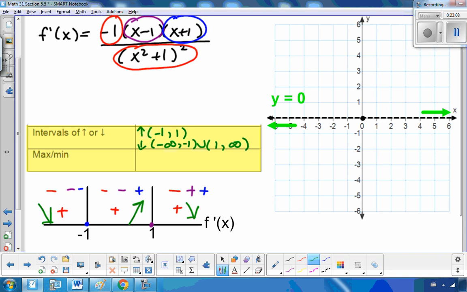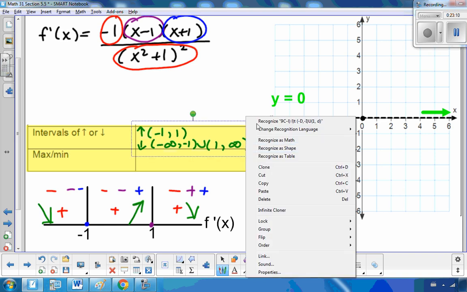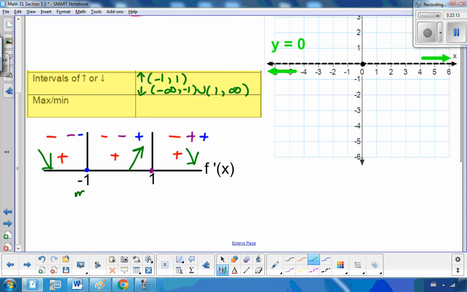Okay, so if I decrease to the left and increase to the right, that means that I have a minimum at negative 1. So in my original equation, negative 1 over negative 1 squared plus 1, that all ends up being negative 1 over 2. So that means that I have a minimum at negative 1 and negative a half. So I can put that one on the graph. So at negative 1 and negative a half, right about there, I have a min.